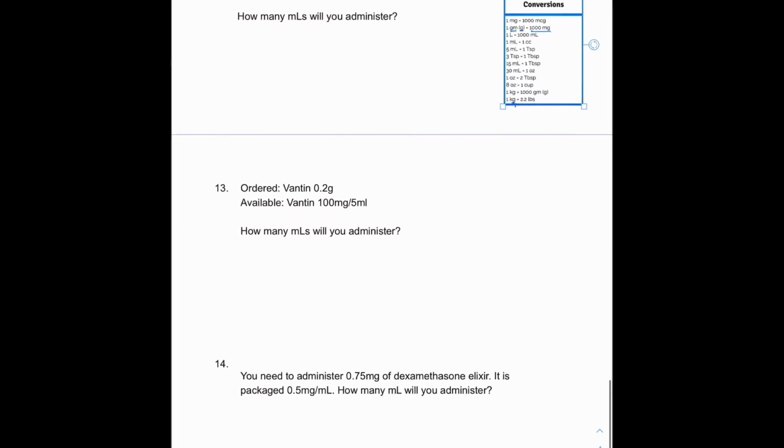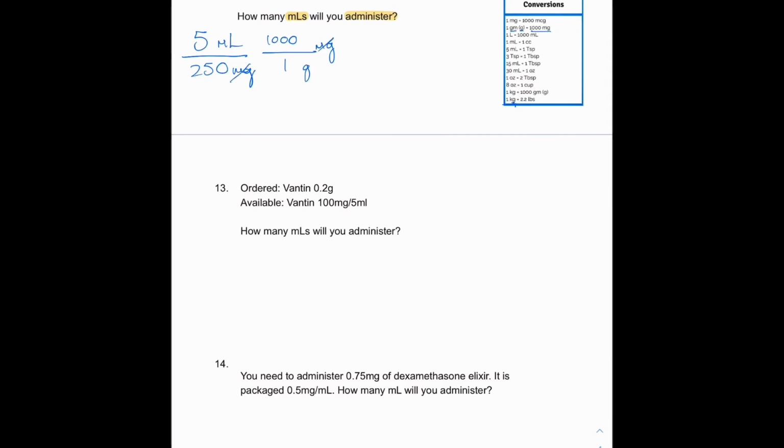Number 12. So we have cefaclor oral suspension 0.5 grams. What's available is 250 milligrams per 5 mils. How many mils are you going to administer? So we'll start with mils up top. So this says that we've got for every 5 mils, 250 milligrams. But our order is not in milligrams, it's in grams. Luckily, we know that for every 1,000 milligrams, there's 1 gram.